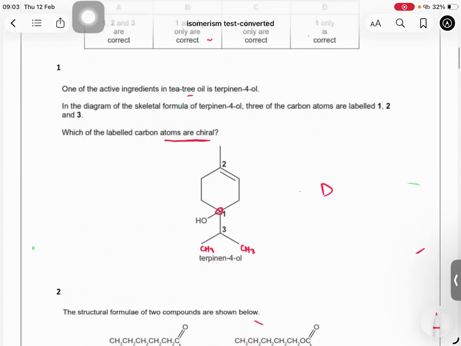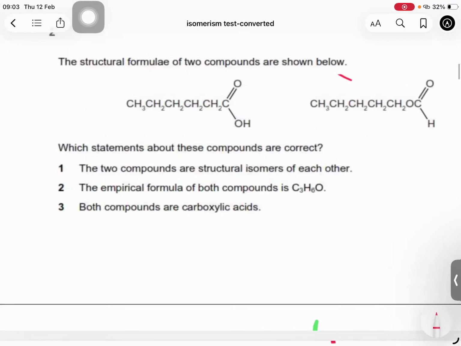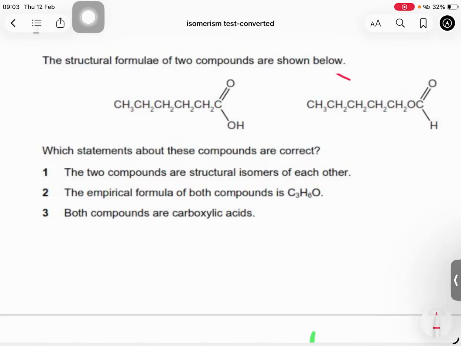Then if you look at the structural formula of these two compounds, you can clearly see that one of them is carboxylic acid and the other one is ester. And if I count the number of carbons and the molecular formula, they are the same. So when you have the same molecular formula but different structures on the basis of functional group, we call it structural isomerism or functional group isomerism. Structural isomers of each other, yes, they are. The empirical formula of both these compounds is C3H6O.